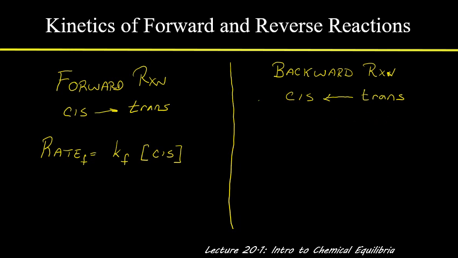All right, so for this backward reaction, again, the mechanism is the same. It's the trans molecule twisting around that central double bond. It's a unimolecular reaction. So again, the rate, and this time I'm going to go ahead and make the distinction right away. The rate for the backward reaction, rate sub B, is equal to some rate constant, I'll say K sub B for backward reaction, times the concentration of the trans molecule. Okay.